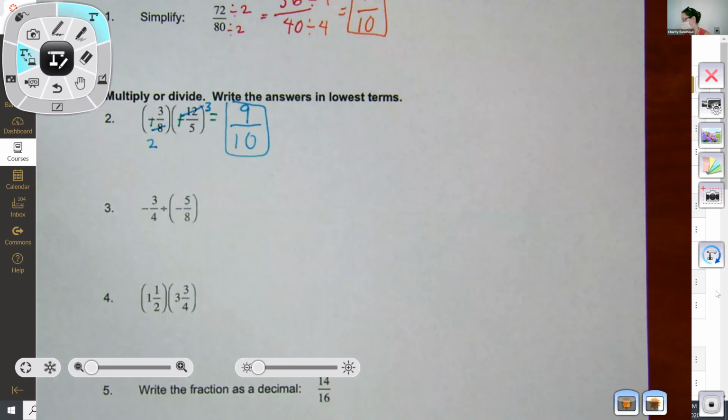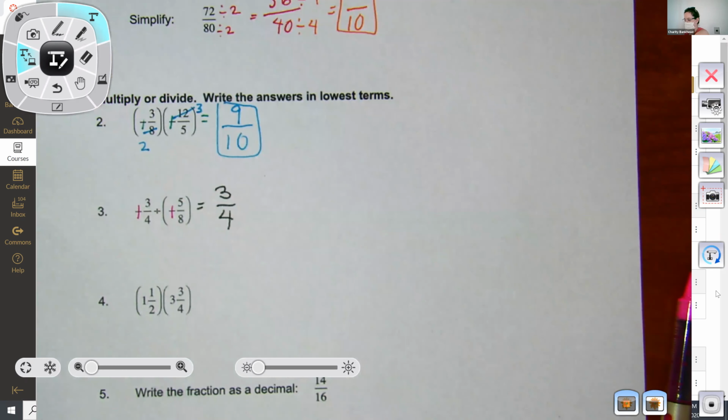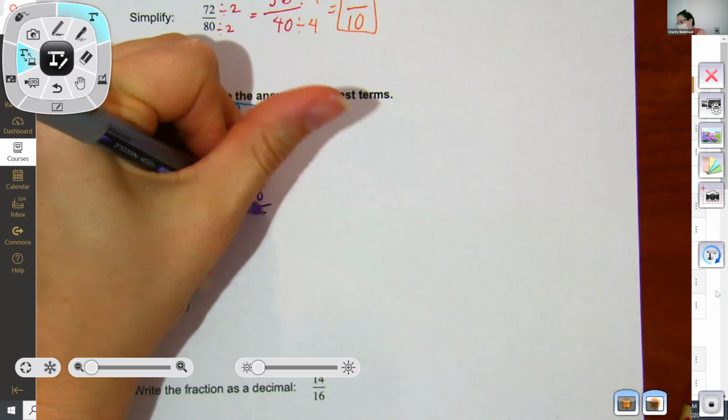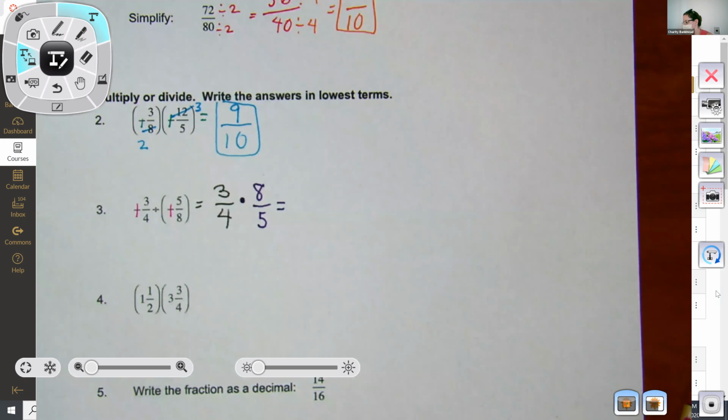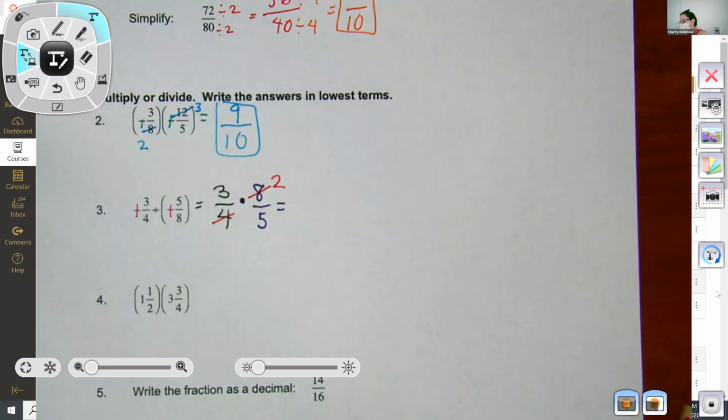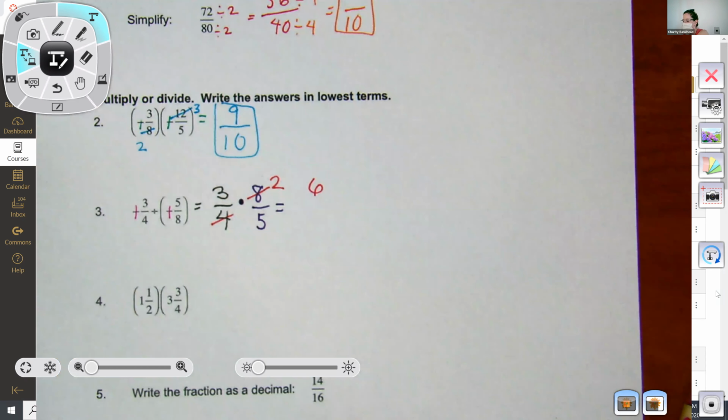All right, number 3 is a negative divided by a negative, so those will cancel out. When you divide, you have to flip the second fraction and multiply. So this is going to be 3/4 multiplied by 8 over 5. That's the first thing we have to do. Next, I'll check to see what I could reduce. I know 4 goes into 8 2 times. So 3 times 2 is 6. And on the bottom, you could say that's a 1, and 1 times 5 is 5. So 6 over 5.